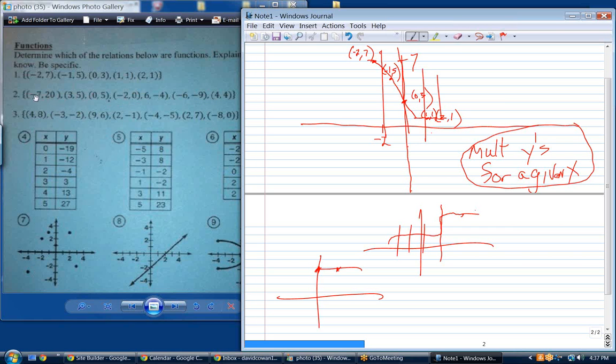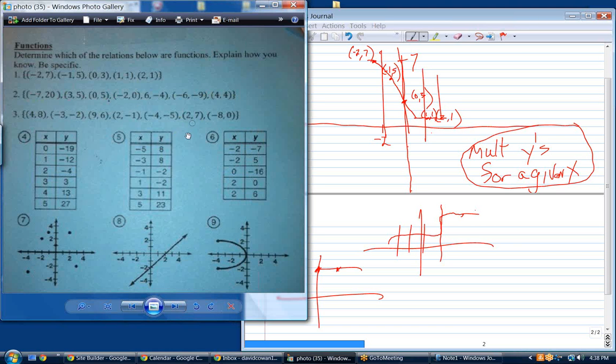In other words, you have a -7, a +3, a 0, a -2, a +6, a -6, and a 4, assuming that this is a +6. It looks like they left the parentheses off. But assuming that that is a +6, then we can't have two y's for the same x because we don't even have two different x's. So this has to be a function also.